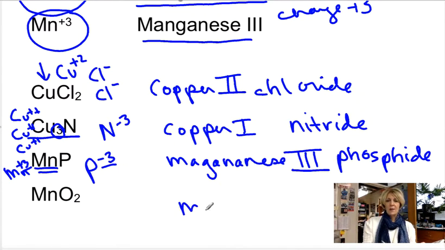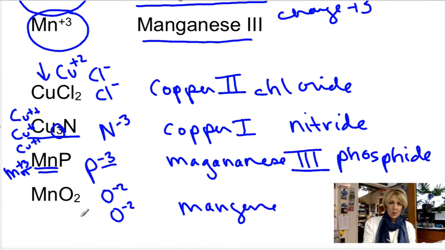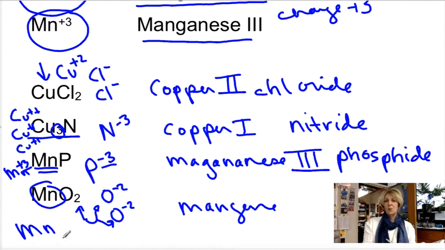The last one, manganese something oxide, right? Oxygen is always -2. I know that from the periodic table, and that subscript right there tells me I have 2 of them. I only have one manganese because there's no subscript, and that means 1. So what must the charge be here? You're right. It's got to be a +4. So this is going to be manganese 4 oxide.